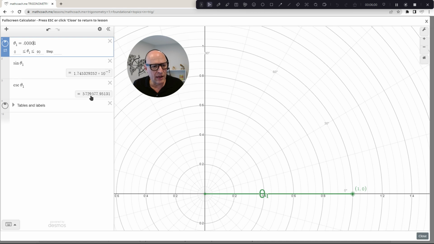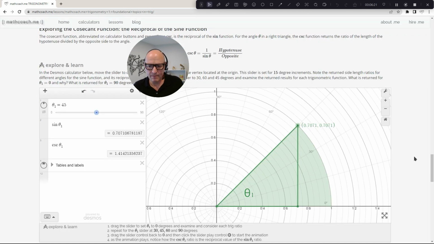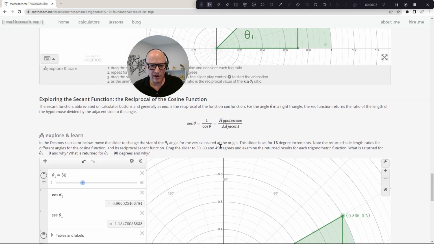And so on. As I get right to 0, at 0, the opposite side is 0, and 0 over the hypotenuse, my sine ratio, is 0. On the other hand, the reciprocal of that, the hypotenuse 1 divided by 0, is undefined. Okay, let's leave that one and continue with our next one.